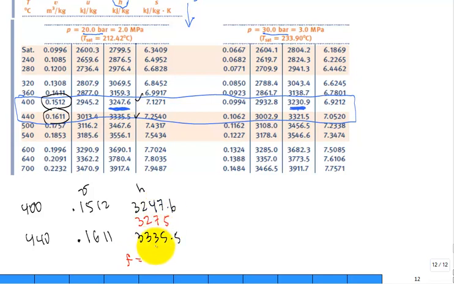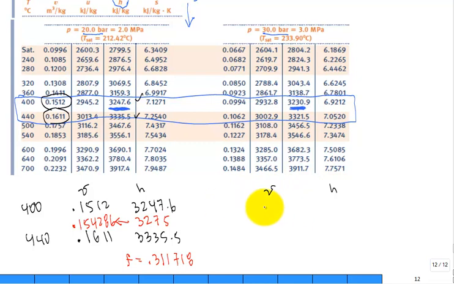When you get that fraction with respect to h, it's 0.311718 of the way from here to there, the value at 400 to the value at 440. And then I would use that to interpolate to find v. When I find v, it comes in at 0.154286.